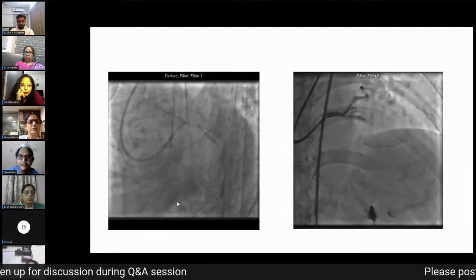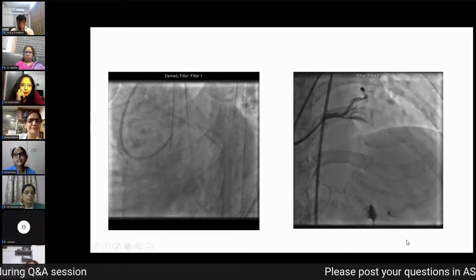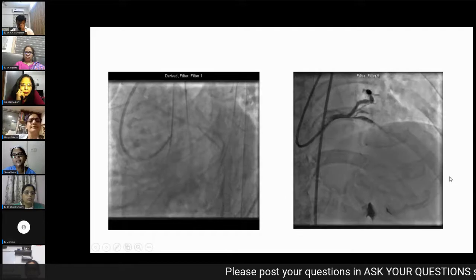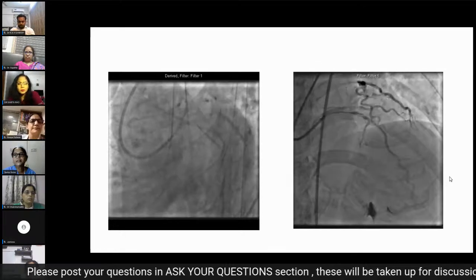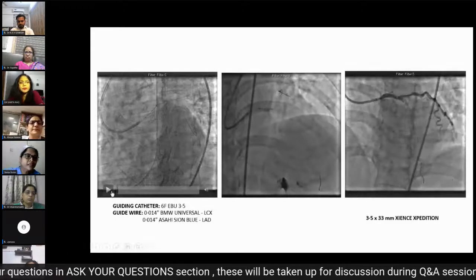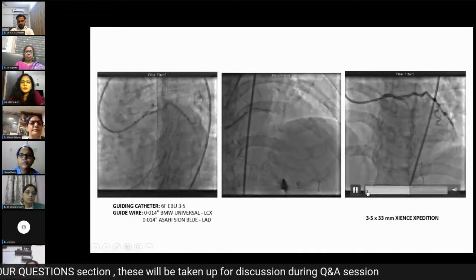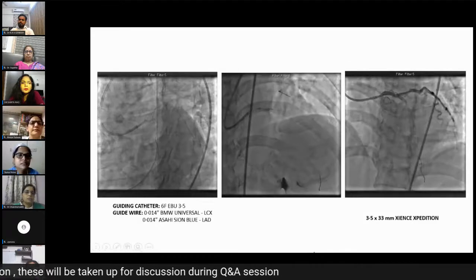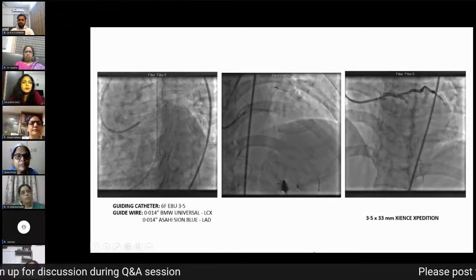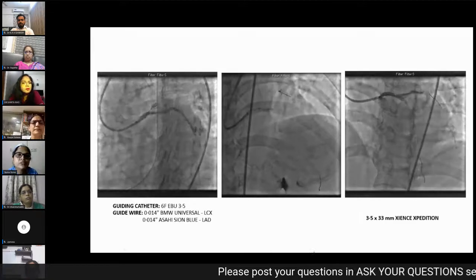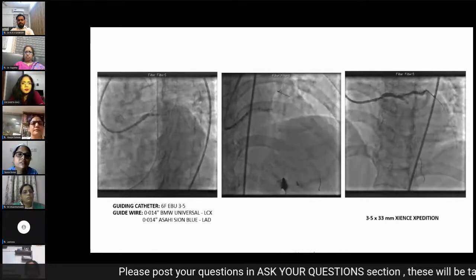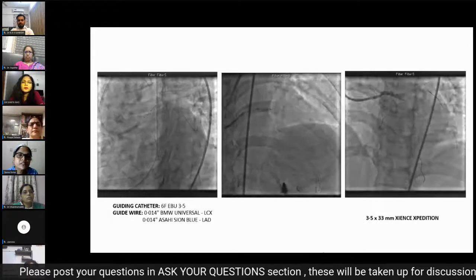Yeah, agree with you. So we wired the circumflex, then we measured the length. What would be the length in these patients? Then we went ahead and took a 6 French GBU. We wired with one BMW and Cyan Blue into the LAD, and we took a short 2.0 by 12 balloon into the LAD ostium and just dilated.